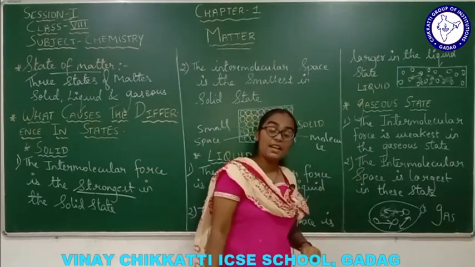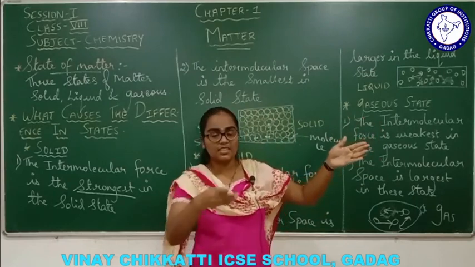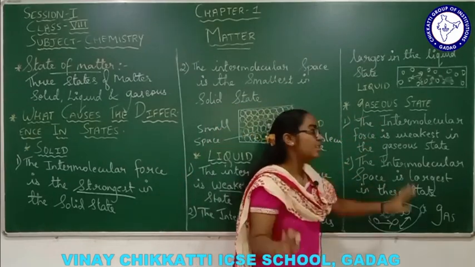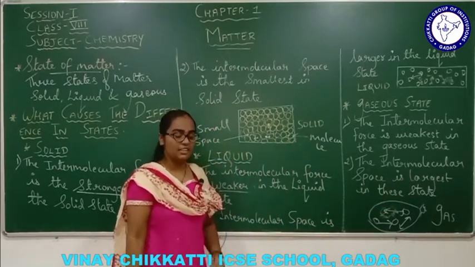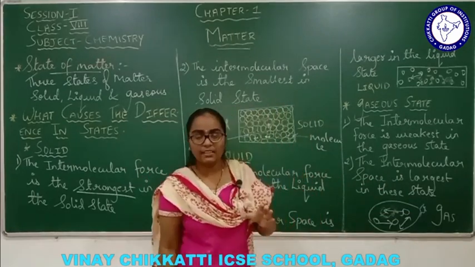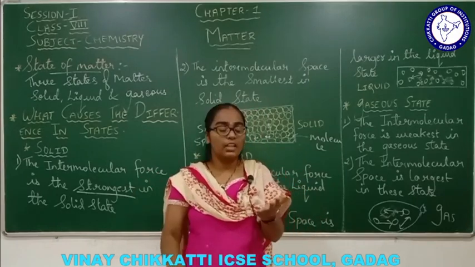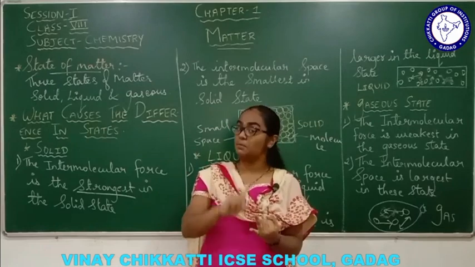Then what about the space? If they are residing very far apart from each other, the intermolecular space will be larger. Means they will have the largest intermolecular space in the gaseous state. So this becomes very clear with the picture that the states of matter differ from each other because of two factors, intermolecular force of attraction and intermolecular space.